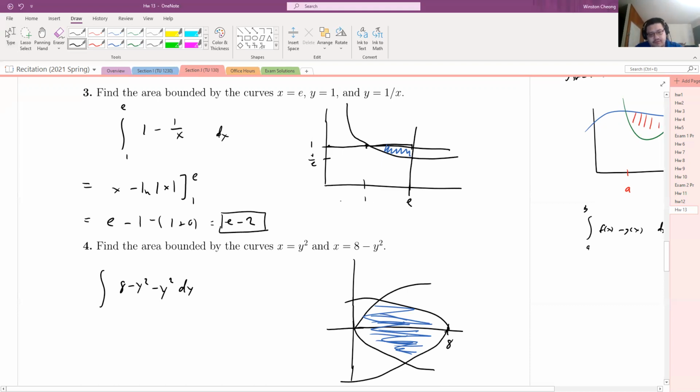The way that we would figure out where these two curves intersect is we would set the two functions equal to each other and solve. Right. So the fact that they intersect means that this first function should equal the second function. And then we just solve this algebraically. So this is saying that 8 is equal to y squared, which means that y squared is equal to 4, which means that y is equal to plus or minus 2.